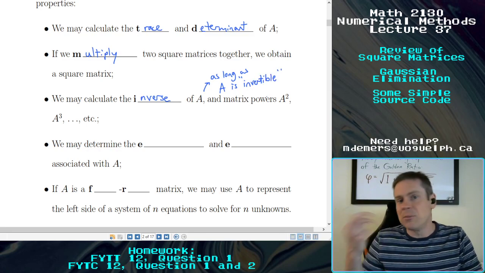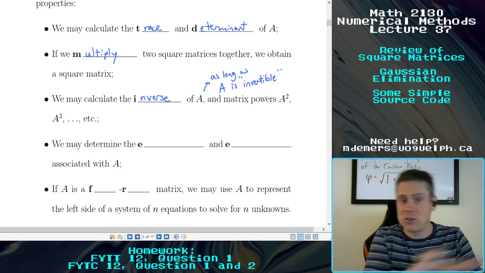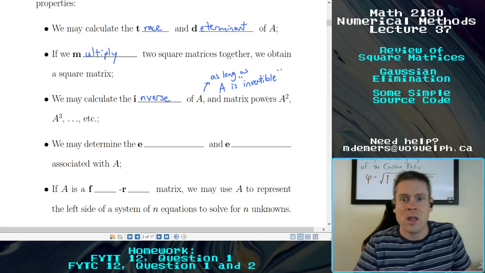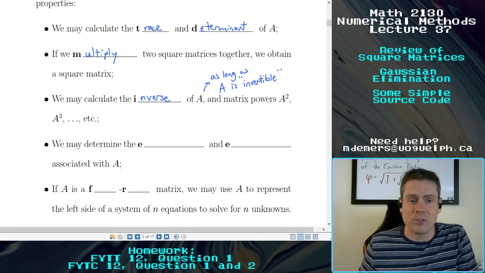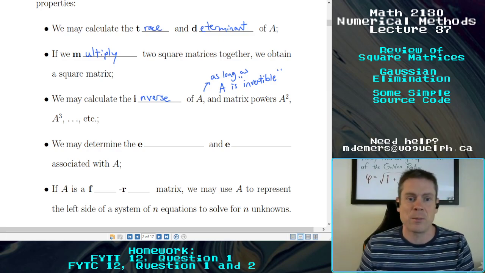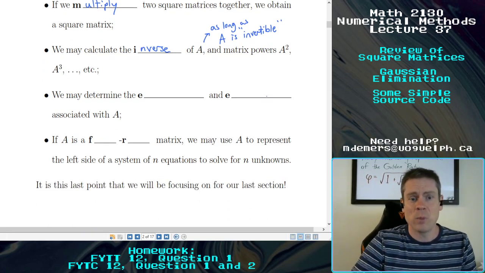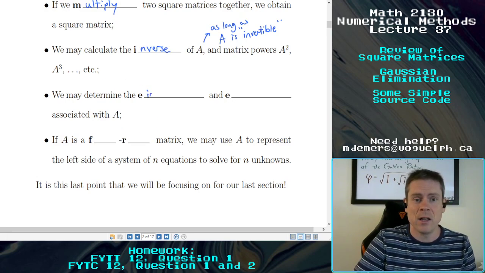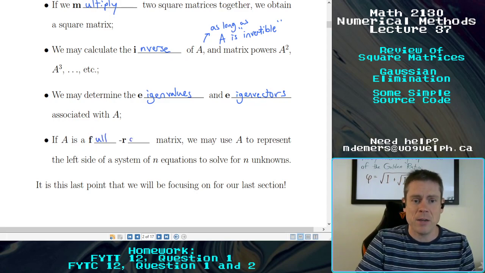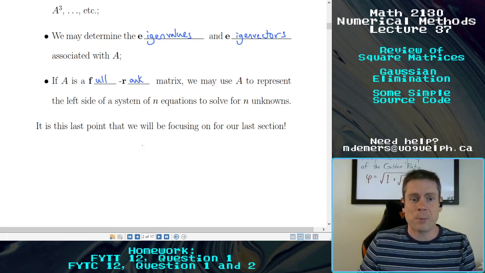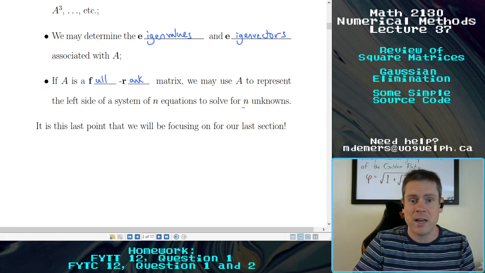And of course, that comes down to a bunch of different properties. You could say that the determinant has to be non-zero. There are a few different ways that you can work with that. And you can calculate matrix powers like A squared, A cubed, just by multiplying the same matrix together many times. With a square matrix A, you can determine eigenvalues and eigenvectors associated with A. And if A is a full rank matrix, you can use A to represent the left side of a system with n equations and be able to solve uniquely for n unknowns.